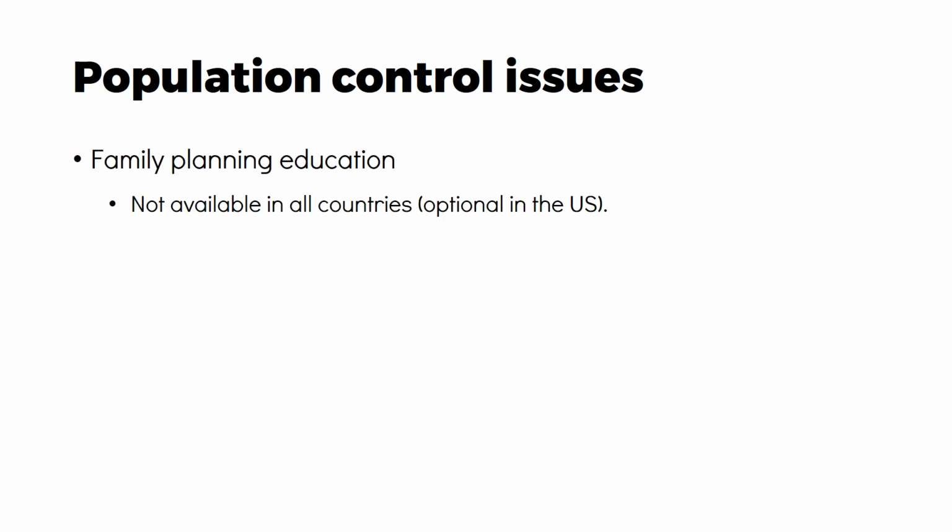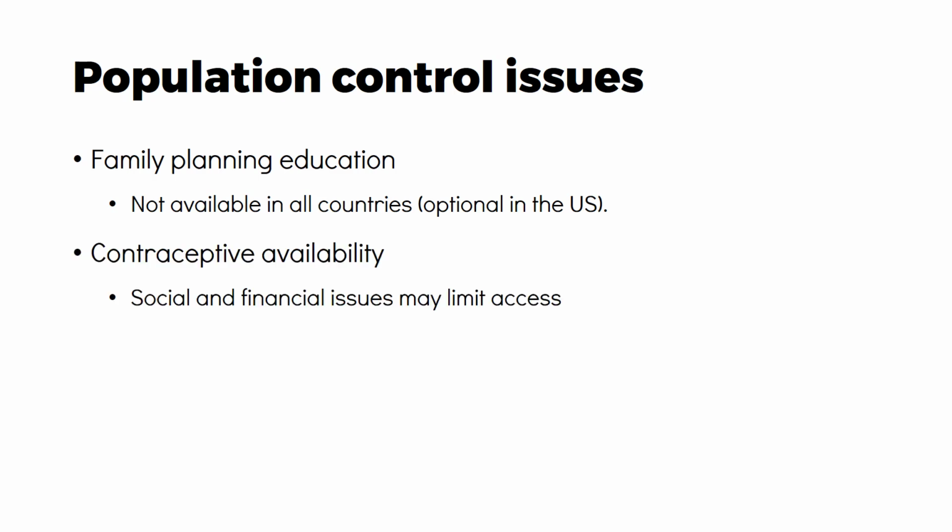But limiting births has some complications. In many parts of the world, family planning education is not available, and even here in the U.S., it's optional and often poorly administered. A quick Google search will find plenty of examples of abstinence-only sex ed courses which have been proven ineffective. Access to contraceptives may also be a problem.